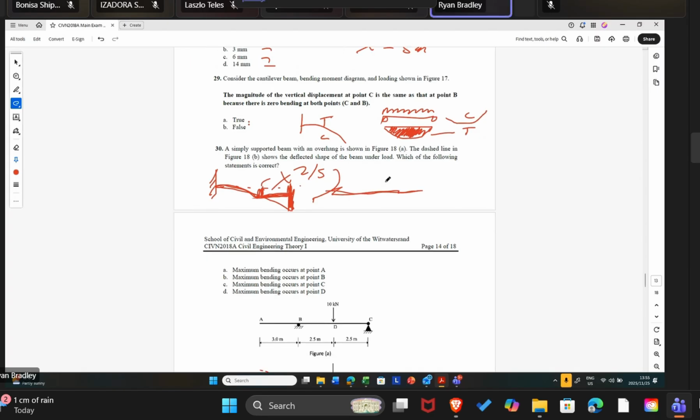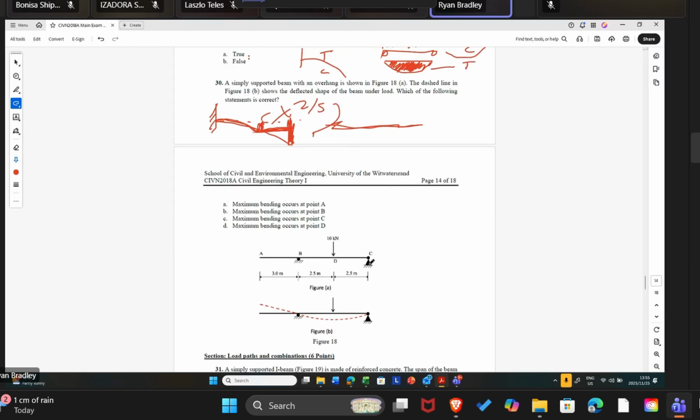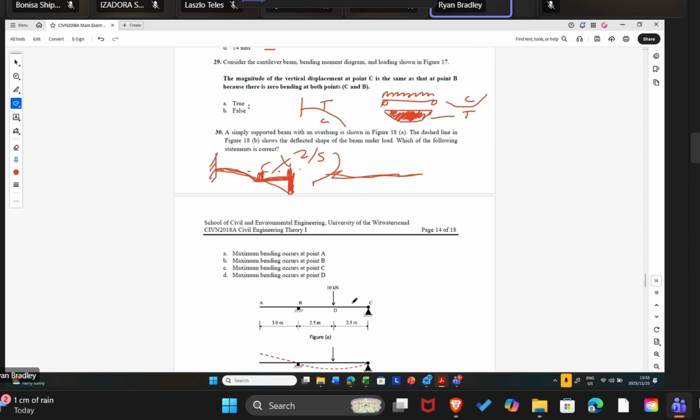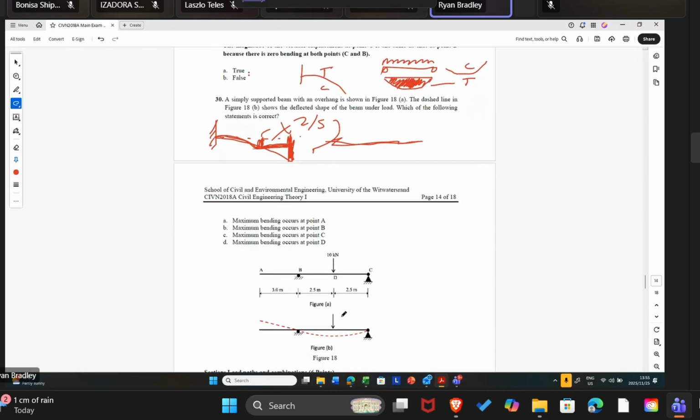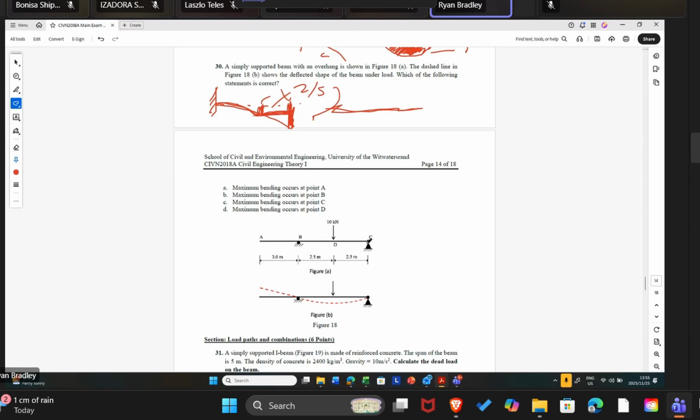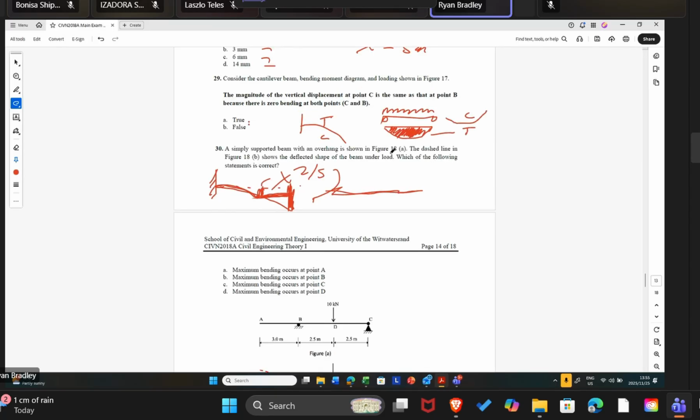We now have some understanding questions on how beams deform. So question 30. A simply supported beam with an overhang is shown in figure 18A. We have a pin, a roller, with a cantilevering overhang over there. The dashed line in figure 18B shows the deflected shape of the beam under load. Which of the following statements is correct?